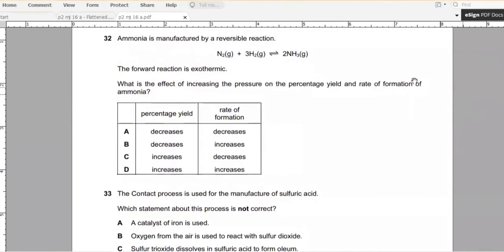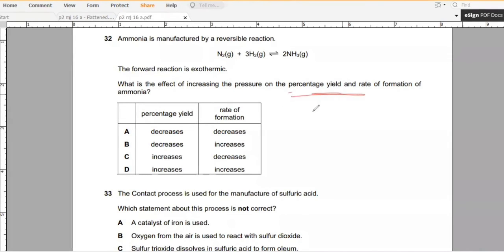32. Ammonia is manufactured by a reversible reaction. Here is the chemical equation you can see. It is called a reversible reaction because the reversible symbol is there. If you find this symbol, then it is confirmed it is a reversible reaction. The forward reaction is exothermic. What is the effect of increasing pressure on the percentage yield and rate of formation of ammonia? So this is the Haber process. Already we know the conditions for the formation of ammonia. You have to think about the pressure and formation of ammonia.